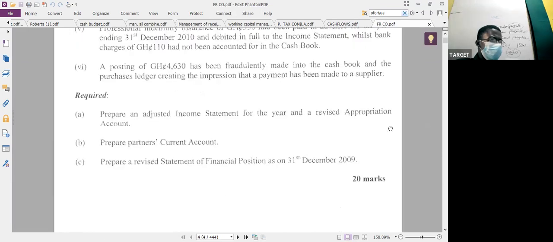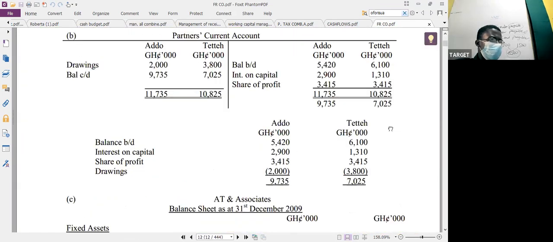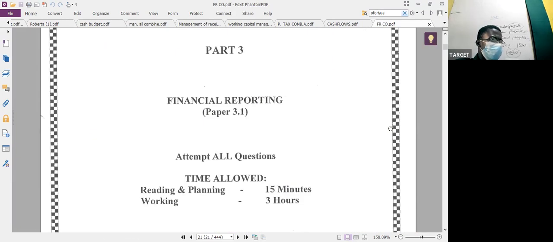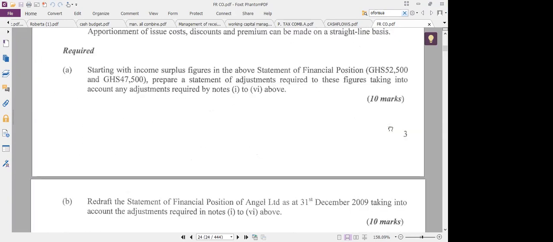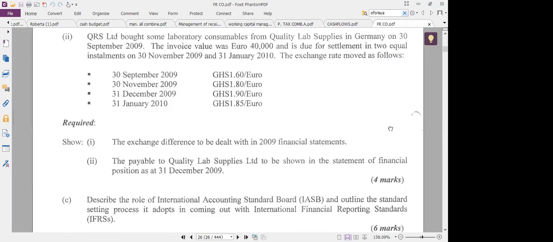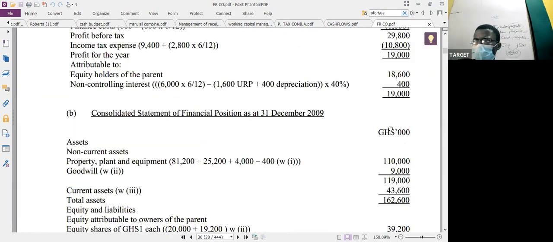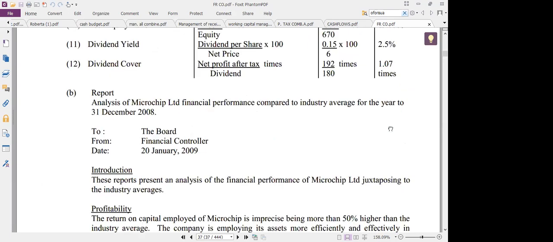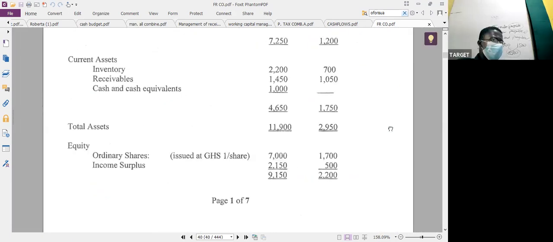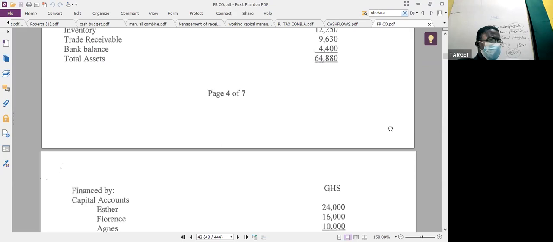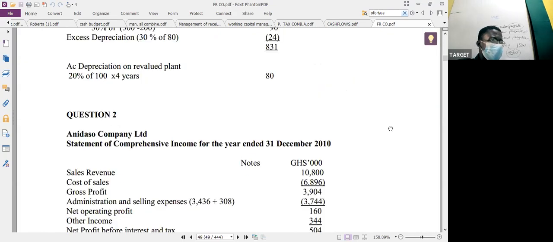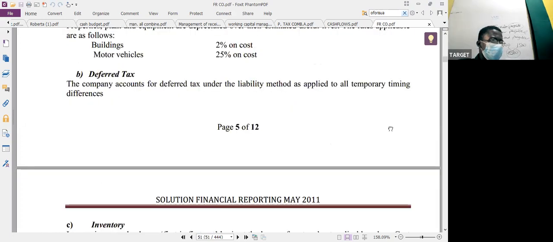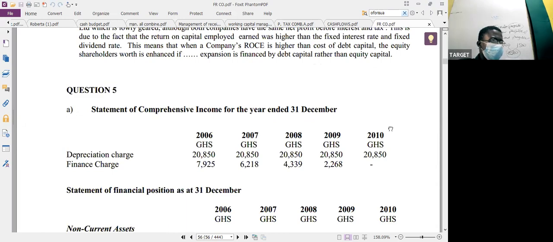Okay, so let's go straight to the game. I think it's in 2011. Let's all go there. Why am I solving old questions with you? It's for a reason. Then I'll scan through the recent ones. November 2011. Let's go there.